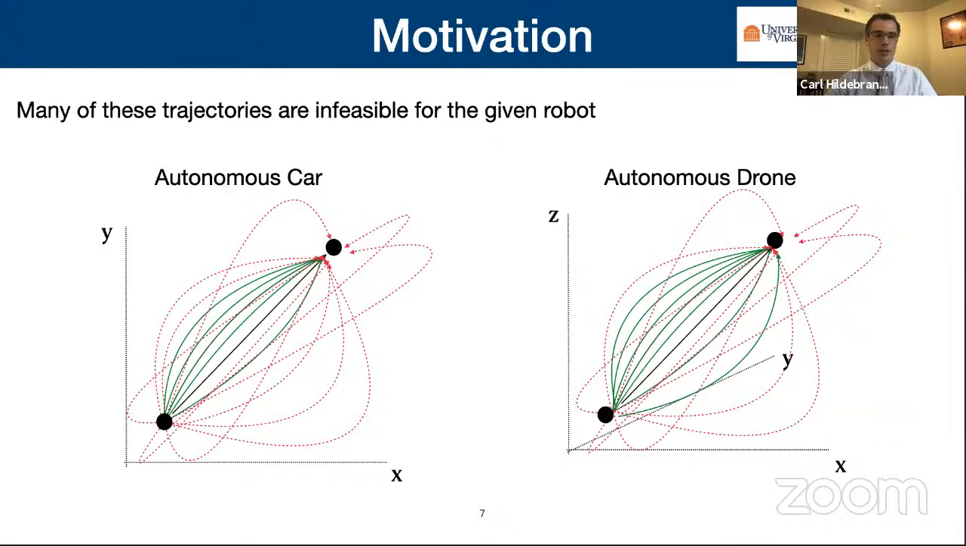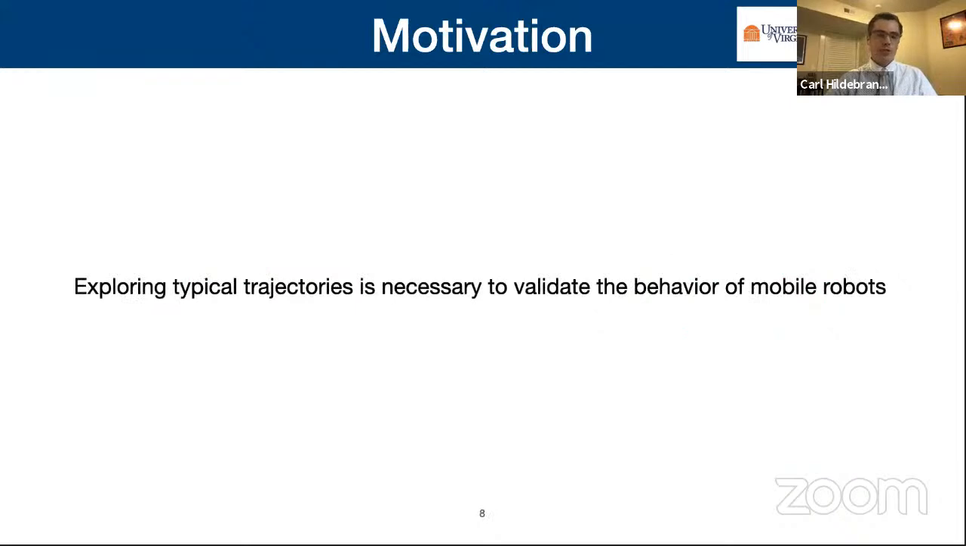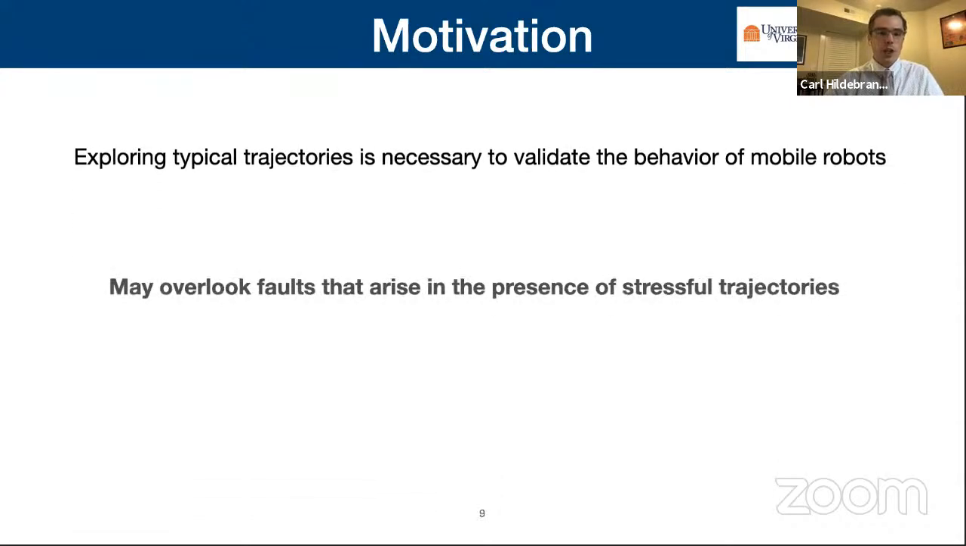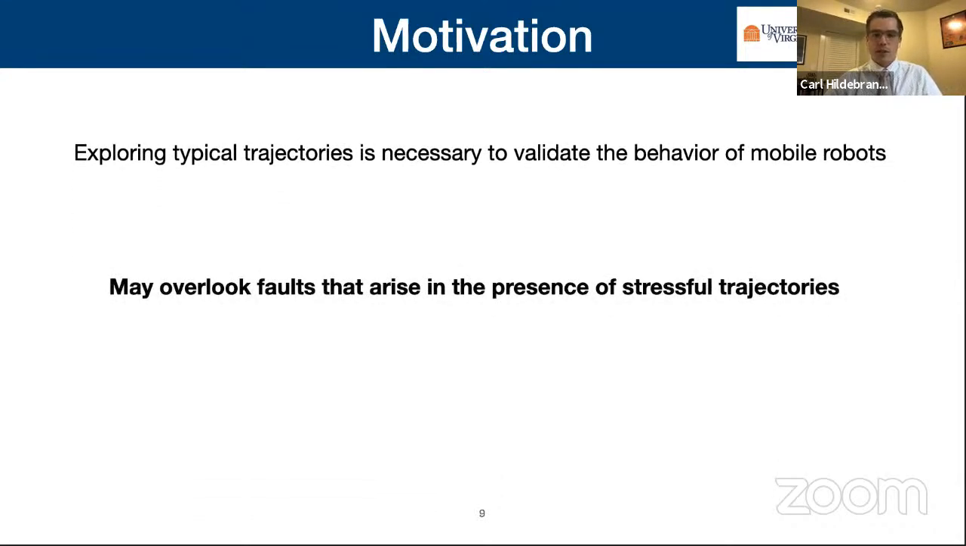Now, one might argue that there are sets of typical trajectories or standard trajectories you expect your robot to do in the real world, and thus you want to test those. For example, just going down a straight corridor. And we agree that exploring these typical trajectories is necessary to validate the behavior of the mobile robot. However, we argue they may overlook faults that only arise in the presence of stressful trajectories. This thought being analogous to stress testing or load testing software systems.